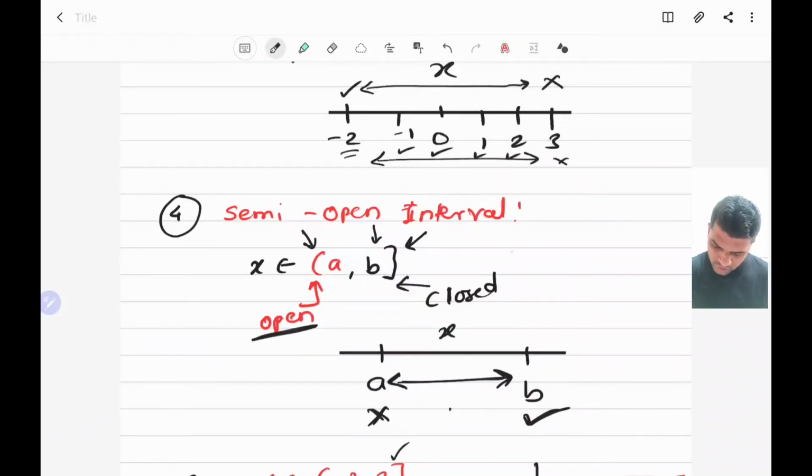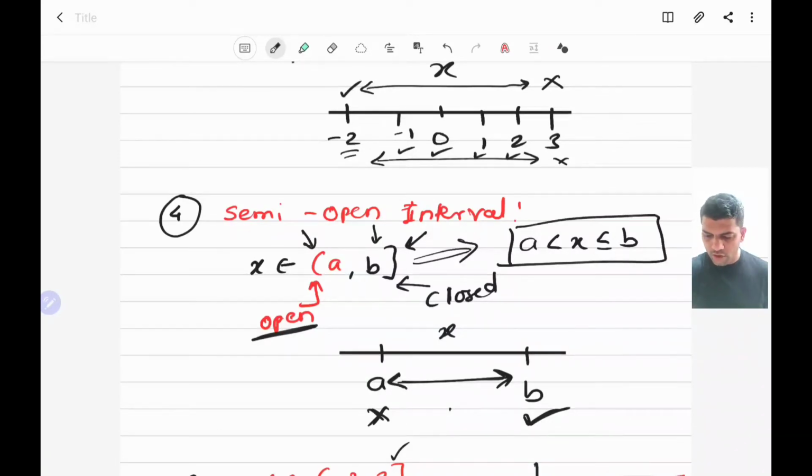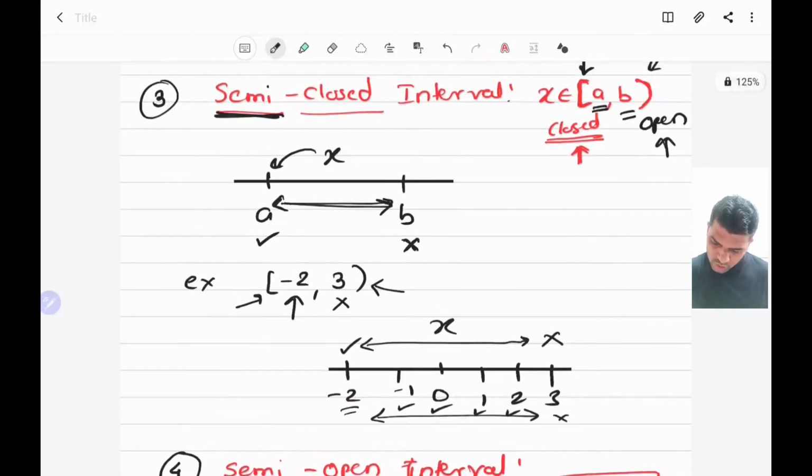Here, if you observe, I can mention this semi-open interval in this way: a is less than x is less than or equal to b. So this is one more way of presenting a semi-open interval. It is open on the a side, but if you observe, closed on the b side. Okay, so what about this symbolic presentation?